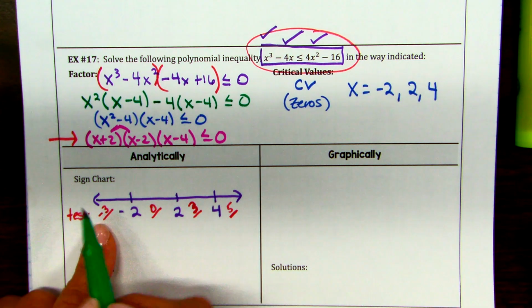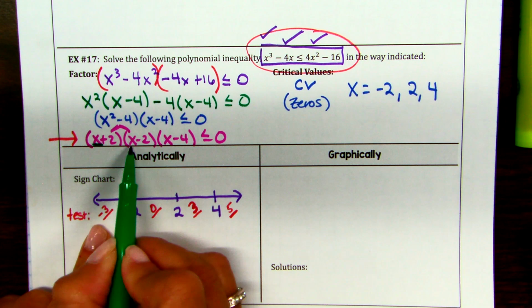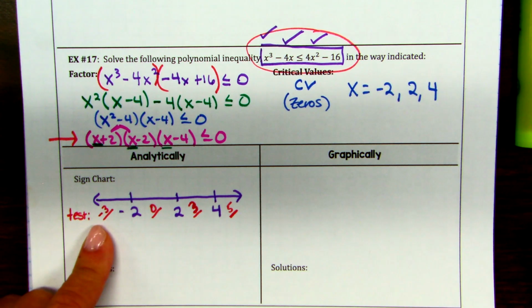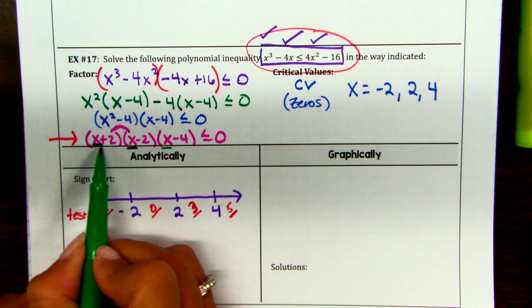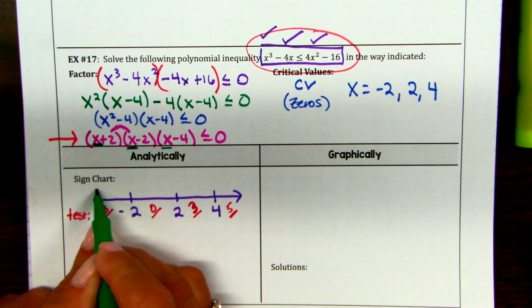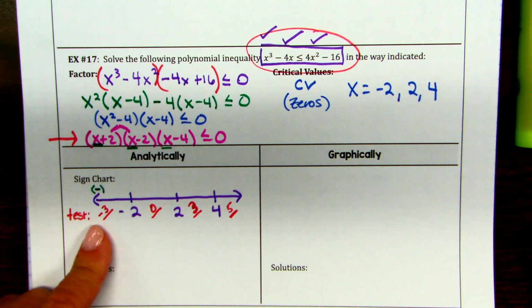Because when I plug a -3 in here, here, and here, I don't really care what the answer is. I care what the sign is. Here's what I mean. -3 plus 2 is going to get me a negative answer. Right? -3 plus 2 is going to give me a negative.